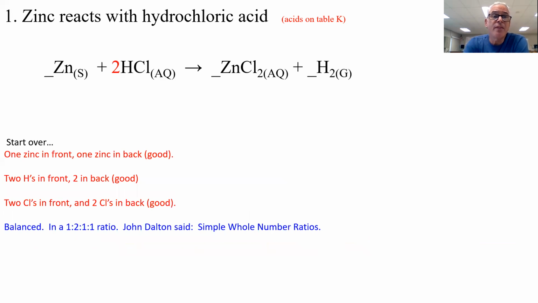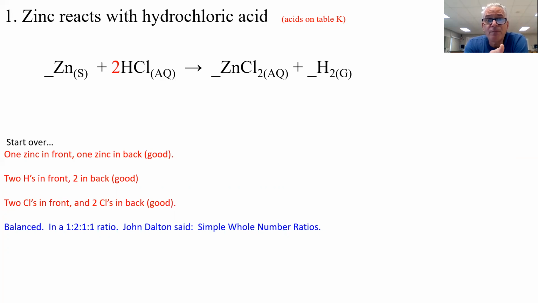So here we go. There's the 2. We start over. There's one zinc in the front, one zinc in the back. That means reactant and product, front and back. There's 2 hydrogens in the front. There's 2 hydrogens in the back. Now we have 2 HCl's. That means we have 2 chlorines in the front and we have 2 chlorines in the back.